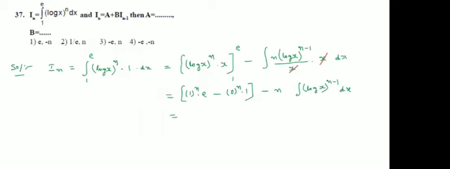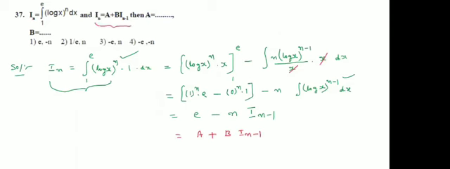Now this is calculated only as e minus n into this part. We have taken n because here n is there, but here n minus 1 is there. What we have to write? I_(n-1). Yes or no? But see the question, they have given a plus b I_(n-1). So here it is already given. Compare both.